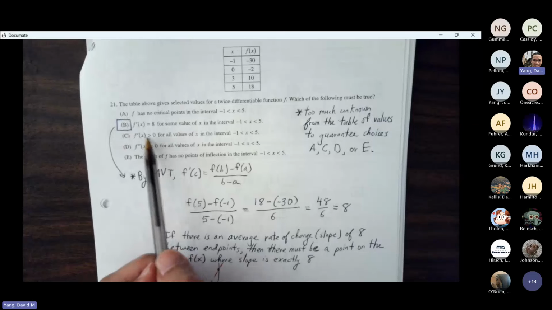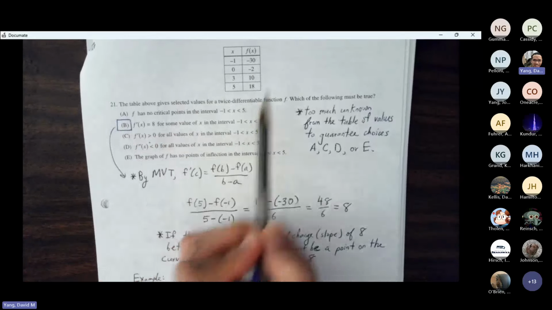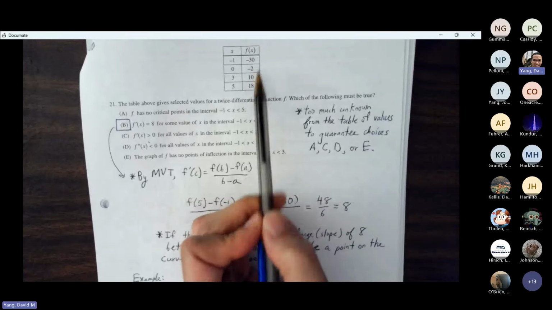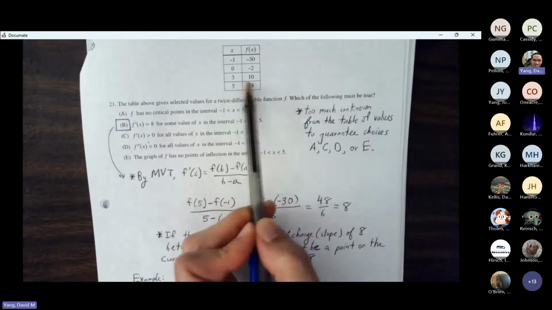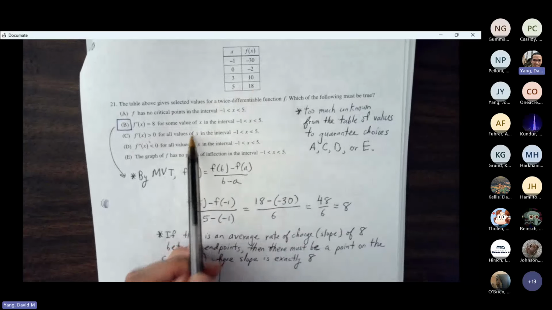F prime, so this is saying we're always guaranteeing a positive slope for part C between 1 and 5. Now, here, the numbers are increasing, but the graph could suddenly dip somewhere between and experience a negative slope that we don't know about, so we can't guarantee this is always true.